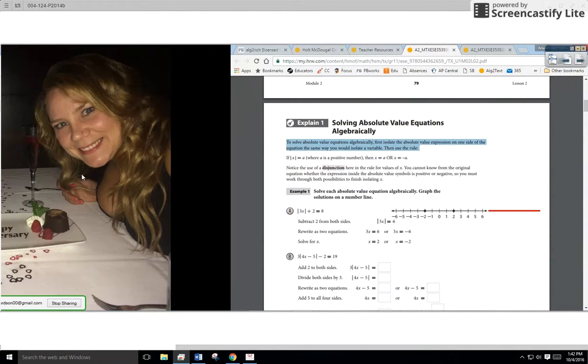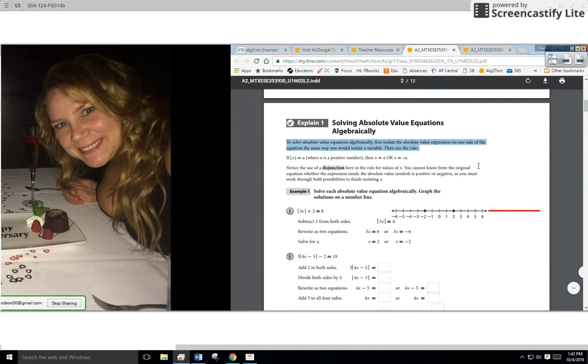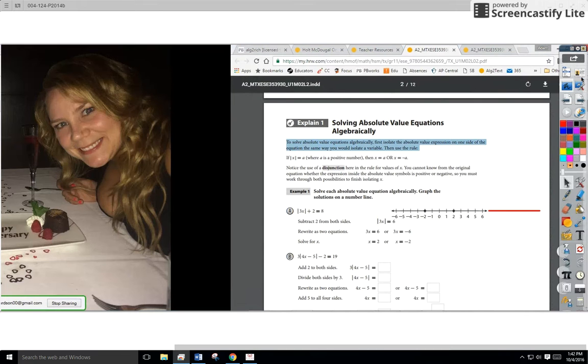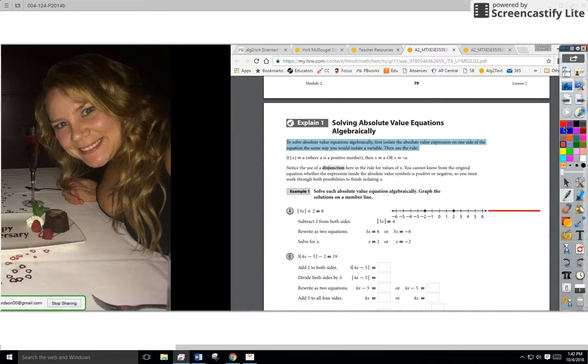So in this example problem that they give us, we want to isolate the absolute value of 3x first. So that means that we want to get this part by itself. Well, how do you do that? Well, you subtract 2 from both sides. Now that isolates the absolute value part.